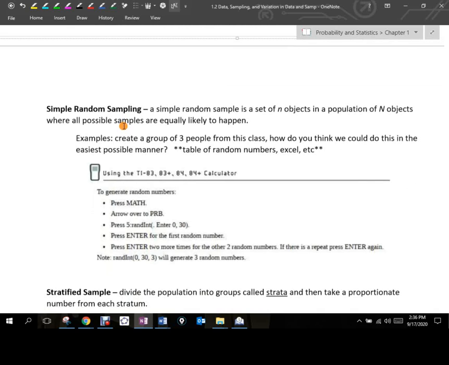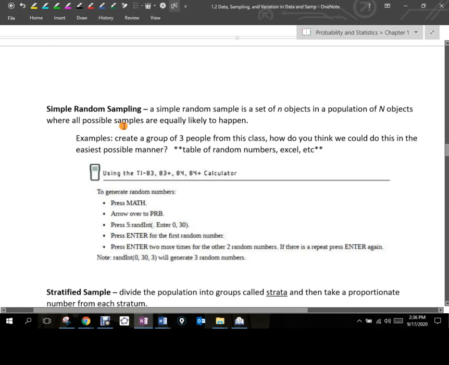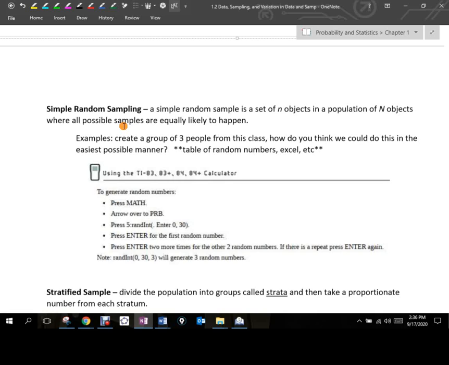But a simple random sample is a set of n objects. In our statistical analysis and our formulas, and we'll talk about this when we start seeing specific formulas, lowercase letters a lot of times refer to the sample, and capital letters, because they're bigger, usually attach themselves to the population. So lowercase n here is the number of objects that we're going to sample, but they come from capital N, which is the number of objects in a population, all the things that are possible to be in our sample. And this is how we would do this.